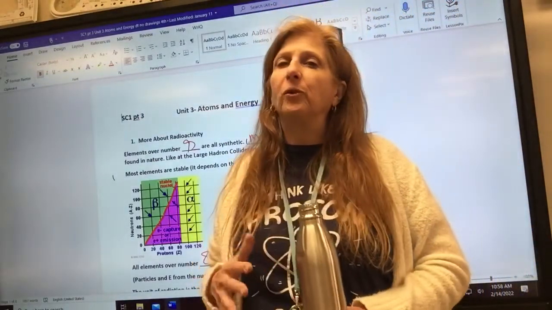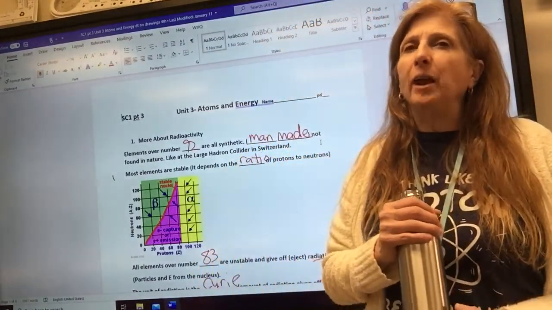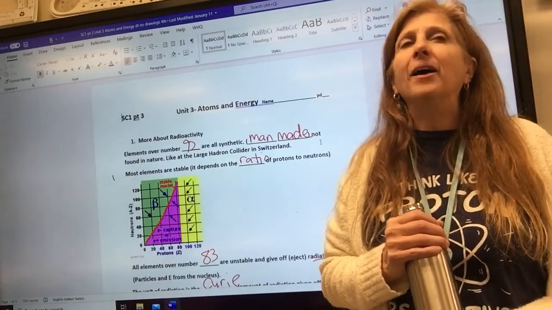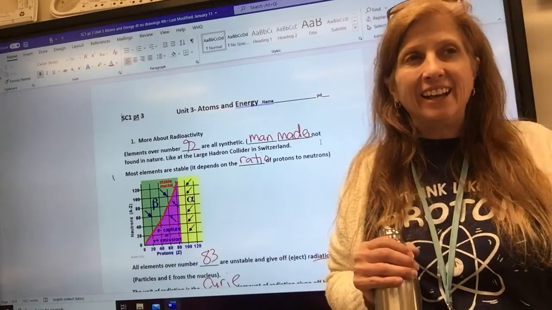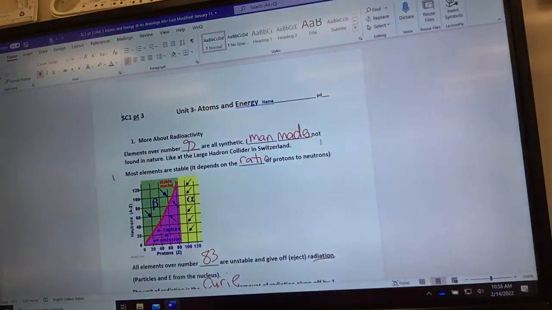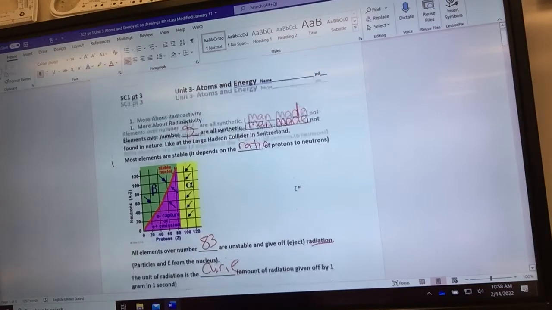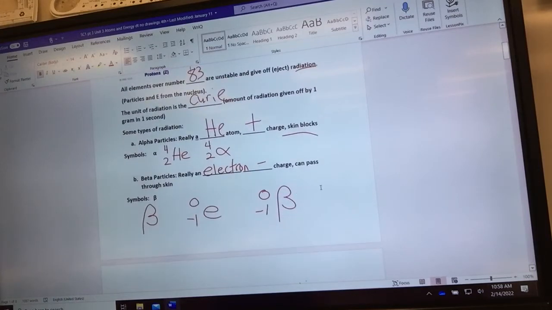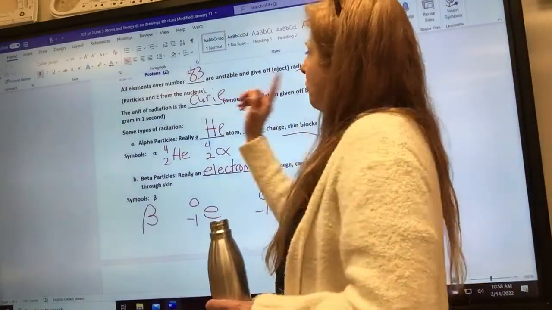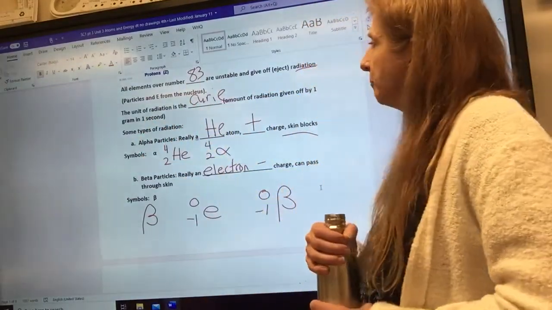Now, the unit for radiation was named after the mother of nuclear chemistry. Who was she? Marie Curie? Yes, Marie Curie. So it's the Curie. It's named after her. Of course, it did kill her. She died of radiation. But they didn't know back then it would kill you. All right, so the Curie, it's just her last name, Marie Curie. And it's the amount of radiation given off by 1 gram in 1 second.